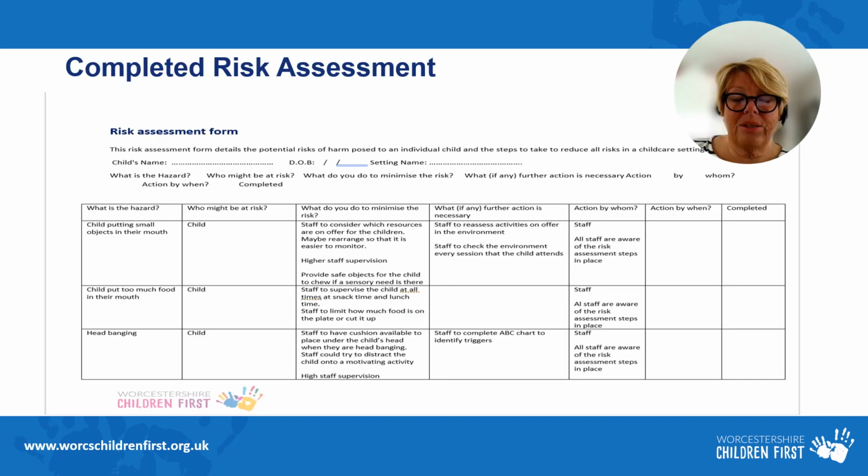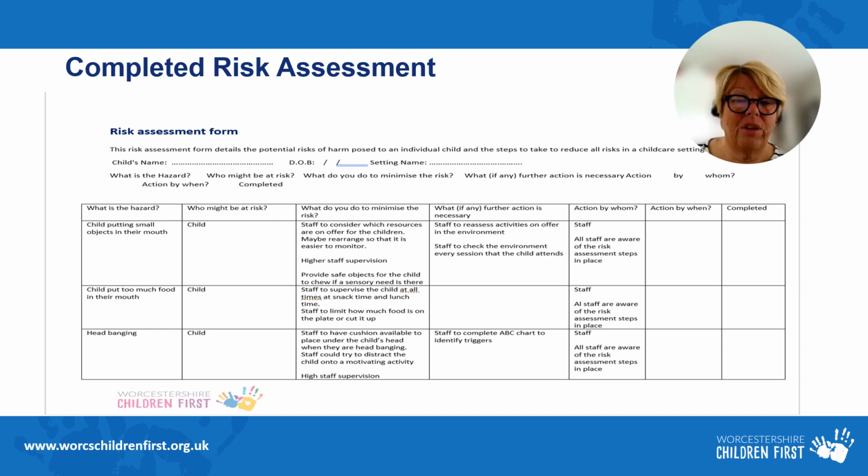And as if by magic, there is the completed form with the risks that we mentioned earlier. So obviously the putting things in their mouth, too much food, head banging, so that's in the hazard. Who might be at risk? It's always the child that is at risk. Sometimes for some physical behaviour, it could be child and adult, or the children. What do you do to minimise the risk? So there you would put all your strategies in place.